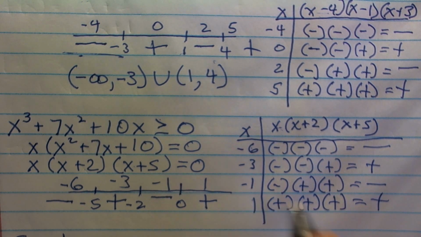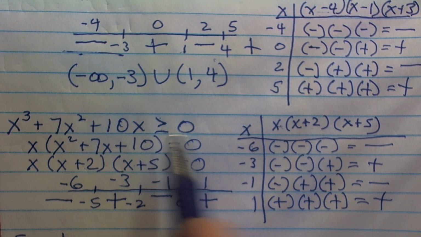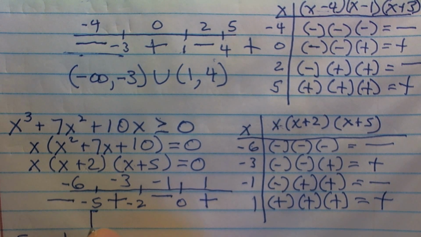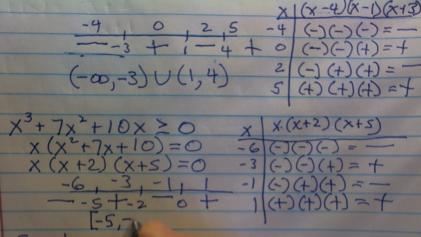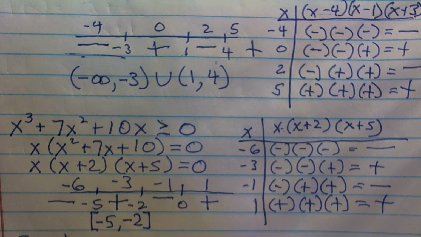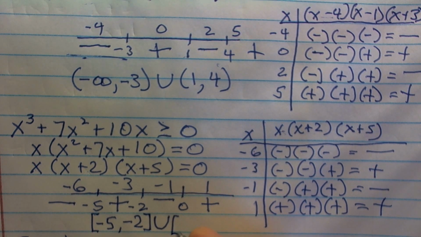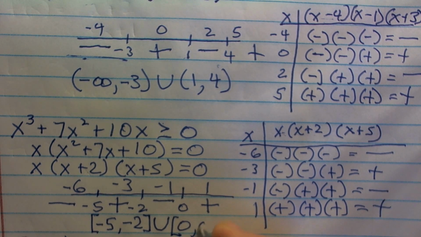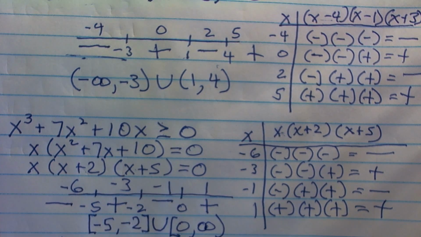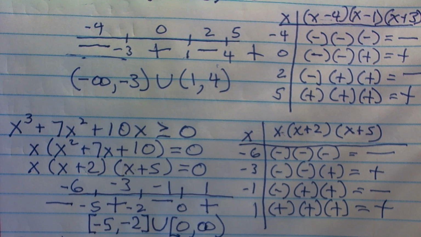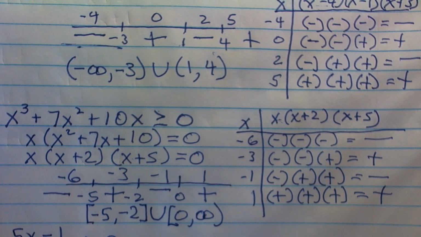Now, I put in a 1, everything is positive. So this is positive. Now remember, we want it greater than or equal to 0. So I want between negative 5 and negative 2, including those numbers, unioned with 0 to infinity. I never include infinity. Just put a parentheses around it. So there's the solution region for that inequality.